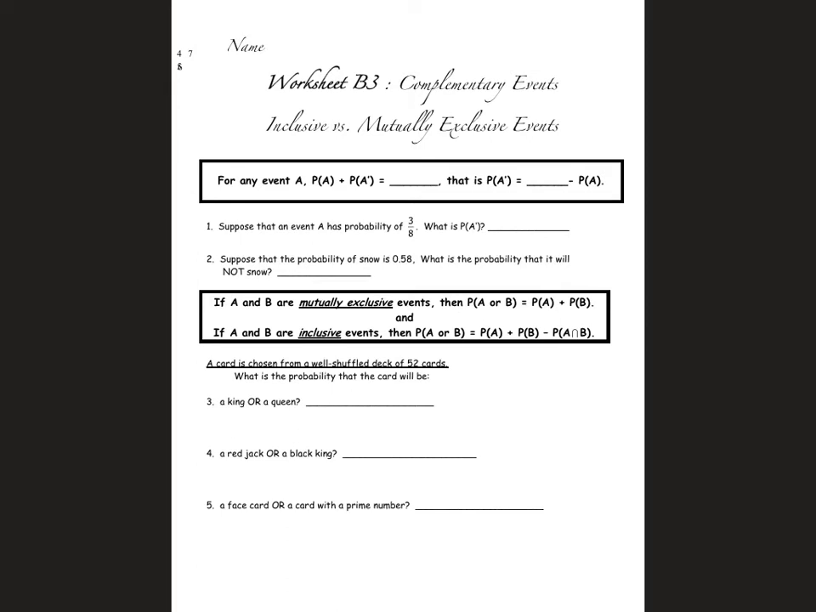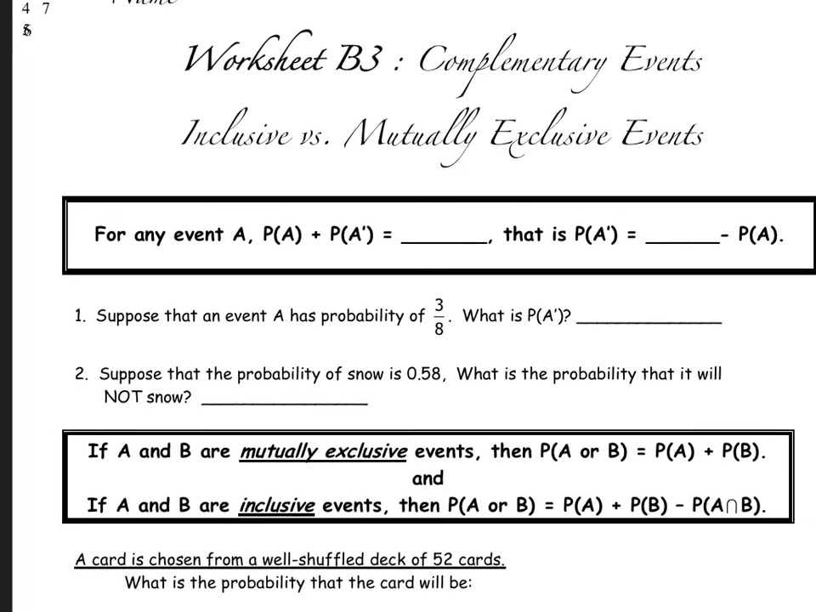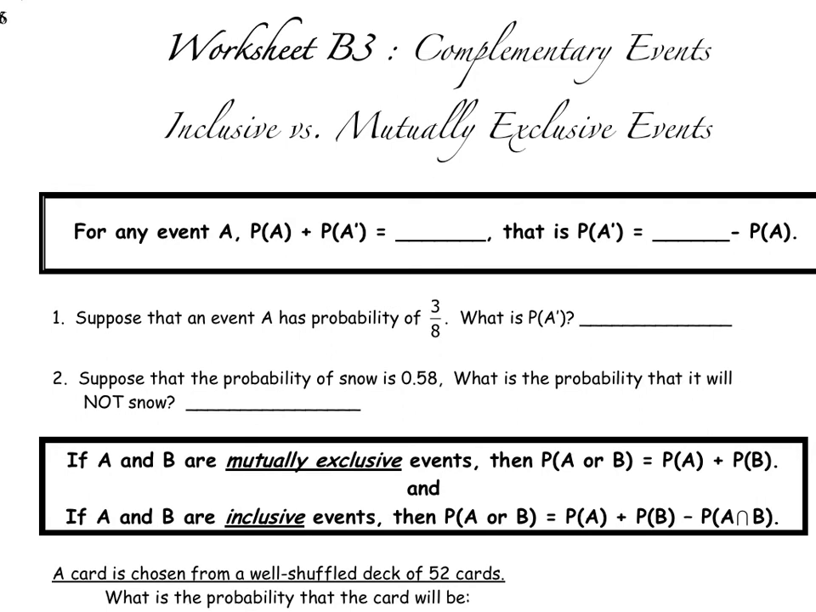Okay, so if you remember, when we talk about complements and complementary events and all those types of things, for any event, the probability of an event happening plus the probability of an event not happening should be equal to 1. In other words, the probability of an event not happening is really 1 minus the probability of it happening.